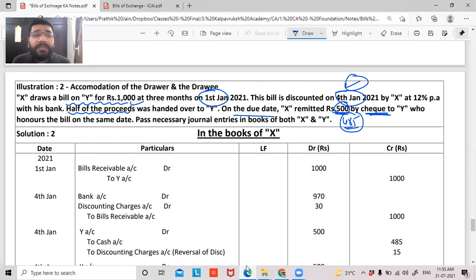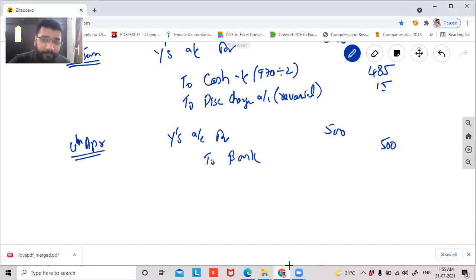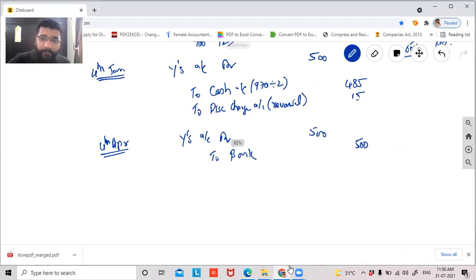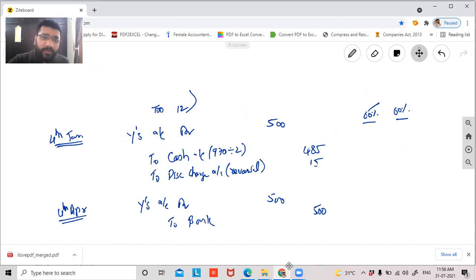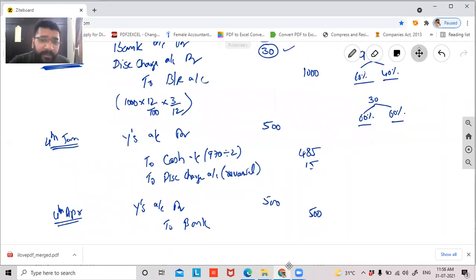Now, after Y is receiving the check, guys, Y is honoring this bill. That is, he's basically settling the bills payable to the bank. The bill settlement entry, should I record in X's book or Y's book? Y's book, so I'm not concerned with that. So these are the 4 entries that I'll be recording.